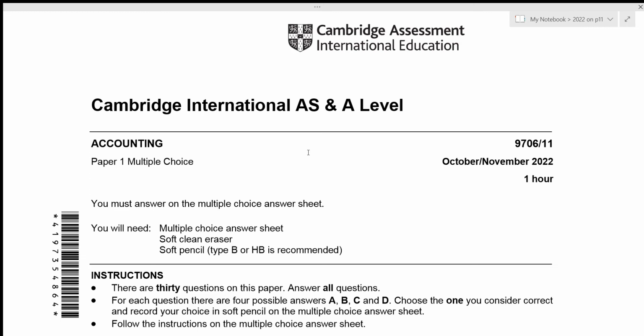Hi everyone, in this video we'll be going over A-Levels Accounting 2022 October-November paper 1-1. This is a multiple choice paper which consists of 30 questions, and we're given a time limit of 1 hour. In this video as well, we will be attempting to solve this paper under 1 hour. Now without any further delay, let's get started.